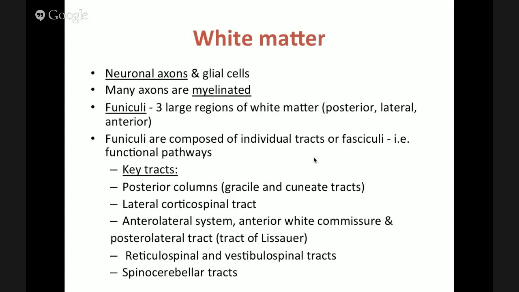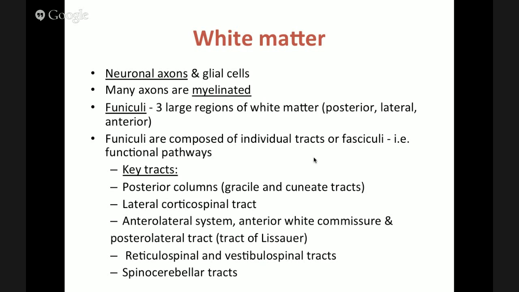So when we're thinking about the white matter, we're dealing with not only the neuronal axons, but the glial cells. Most of the axons in the spinal cord are myelinated. The funiculi that I just mentioned, posterior, lateral, anterior, contain multiple tracts. The funiculus is just a general region of white matter. And then within those regions, there are the individual tracts or fasciculi.